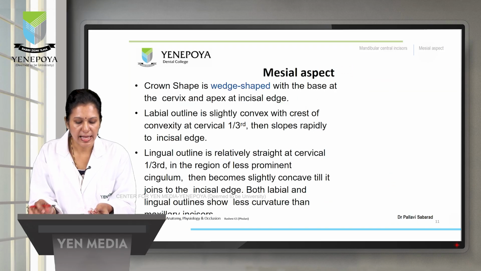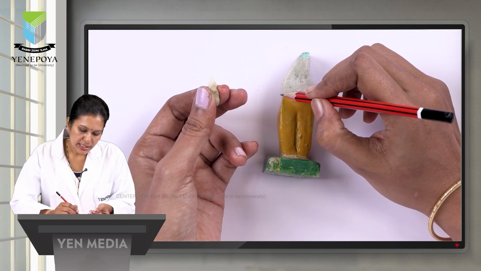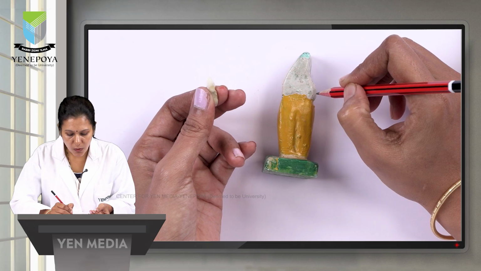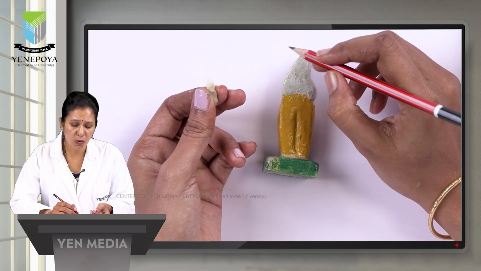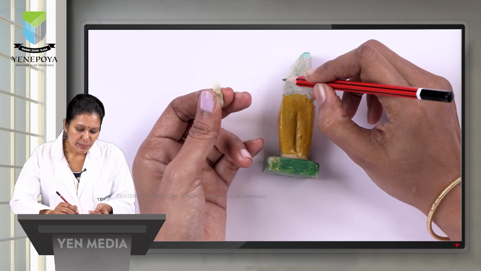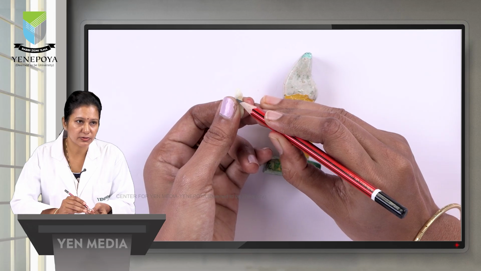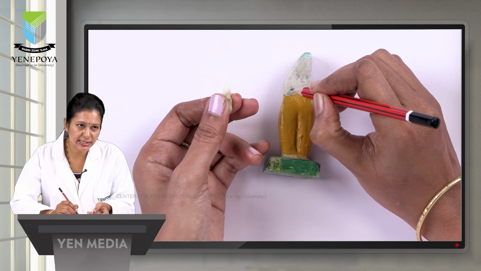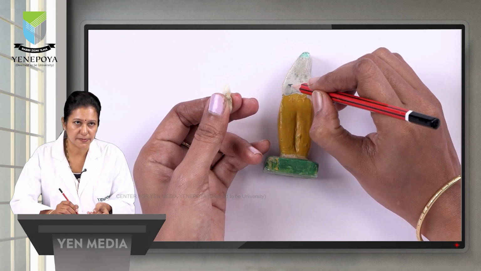Next, coming to the mesial aspect. From the mesial aspect, what could we appreciate? We could see a convex part on the labial side and a concave and convex part on the lingual side of the crown. The maximum convexity is seen at the cervical 1/3 of the tooth on the labial aspect, that is called the crest of curvature.